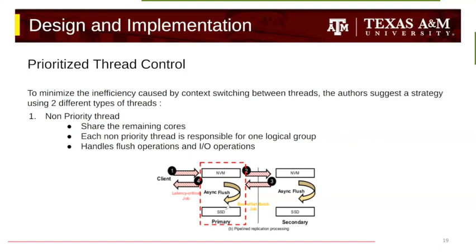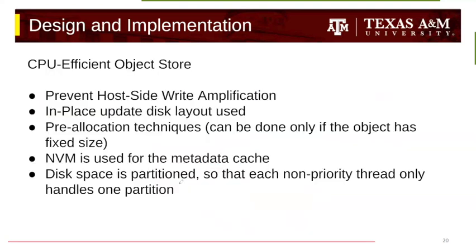So non-priority threads wouldn't have their own dedicated cores. They would just share the remaining cores, and they won't be invoked unless they're needed. The non-priority thread would just be invoked when a flush operation is required, or when you actually have to go to SSD to serve the client. And that's the point when the non-priority thread wakes up.